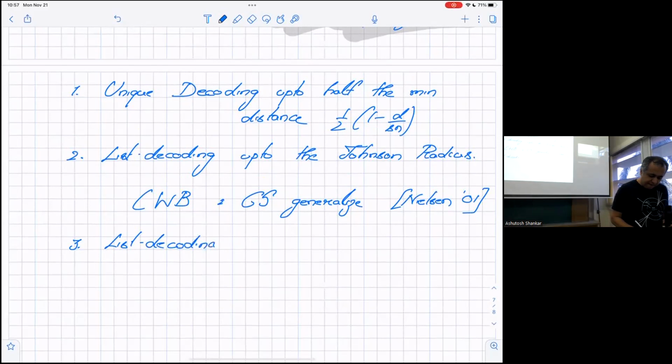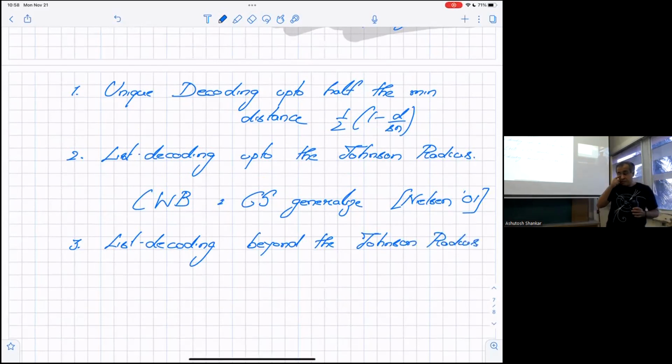list decoding beyond the Johnson radius. And this was actually answered. Swastik Kopparty, and independently Guruswami and Wang, showed that multiplicity codes are list decodable beyond the Johnson radius, in fact all the way up to capacity.